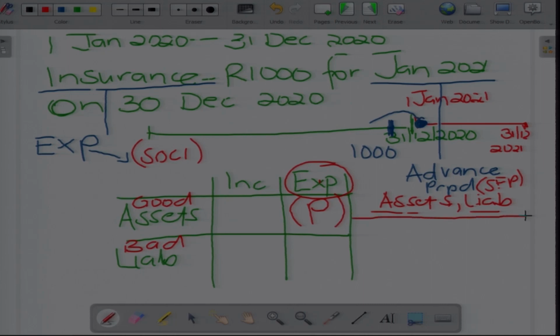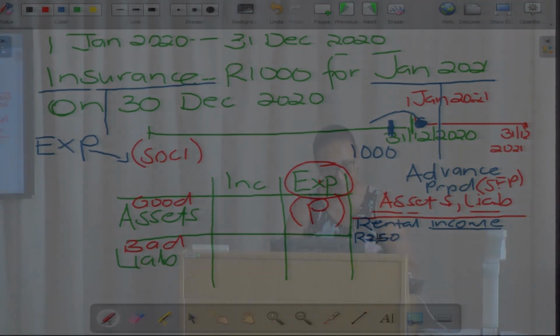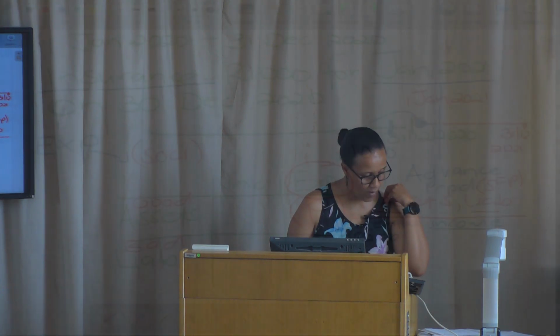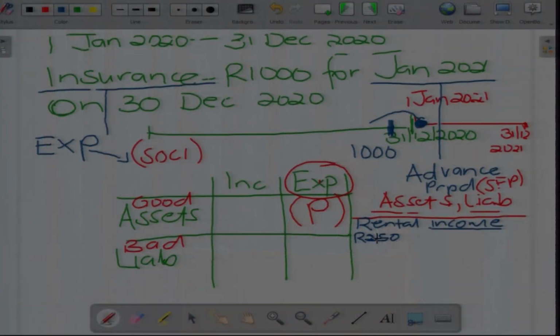Let's draw here. A rental income. Okay, so now we're going to talk about income. So rental income is income, right? We know that. Now, it was paid for 250. You are the landlord, and I am the person renting from you. So, I must pay you 250 every month. So, the rental income is 250.